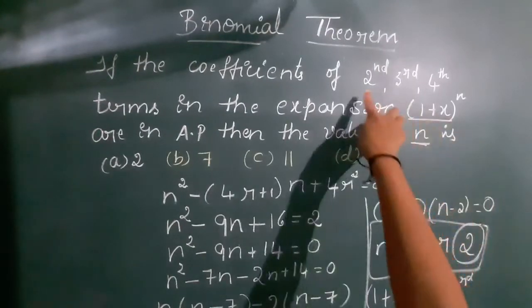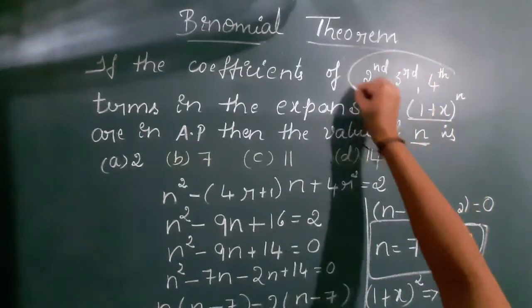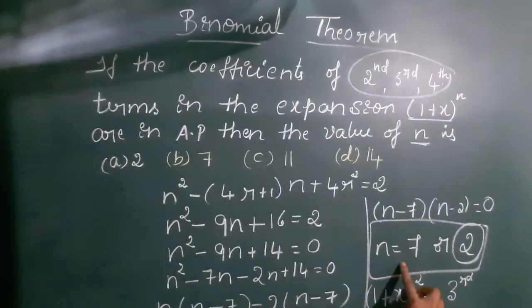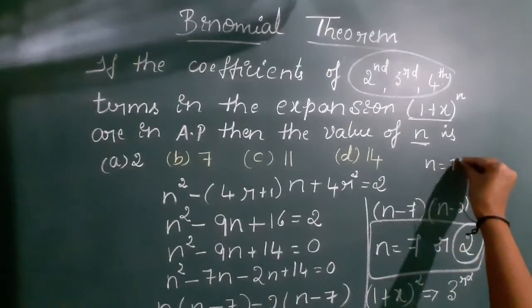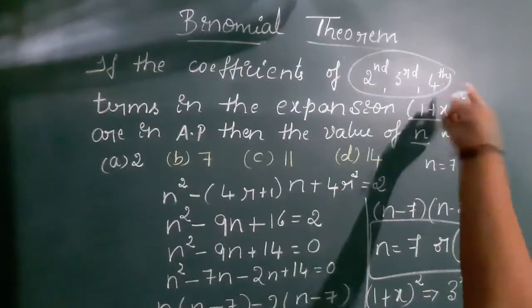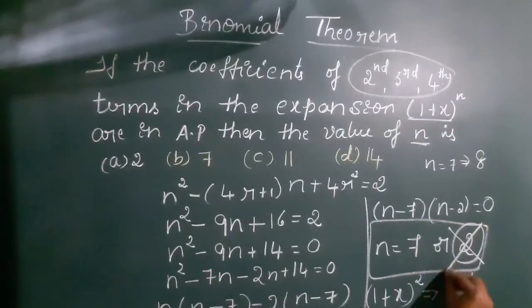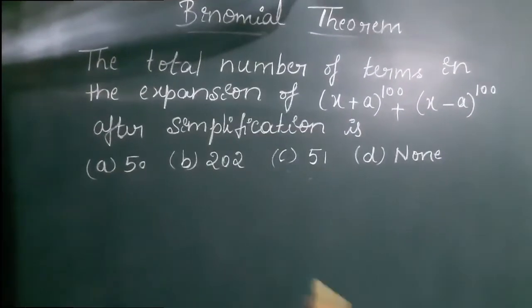But in this question it is given that second, third and fourth. To get second, third and fourth terms, we have to substitute n equal to 7. Right? If you substitute n equal to 7, the number of terms will be 8. So that we will get second, third and fourth. So n equal to 2 is not possible.